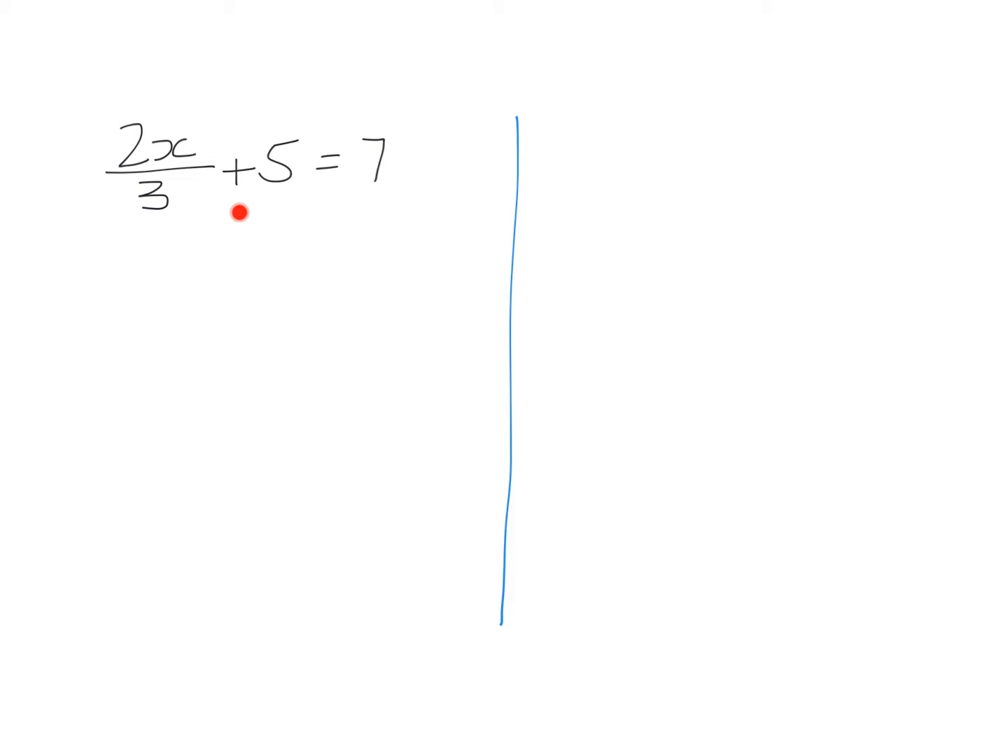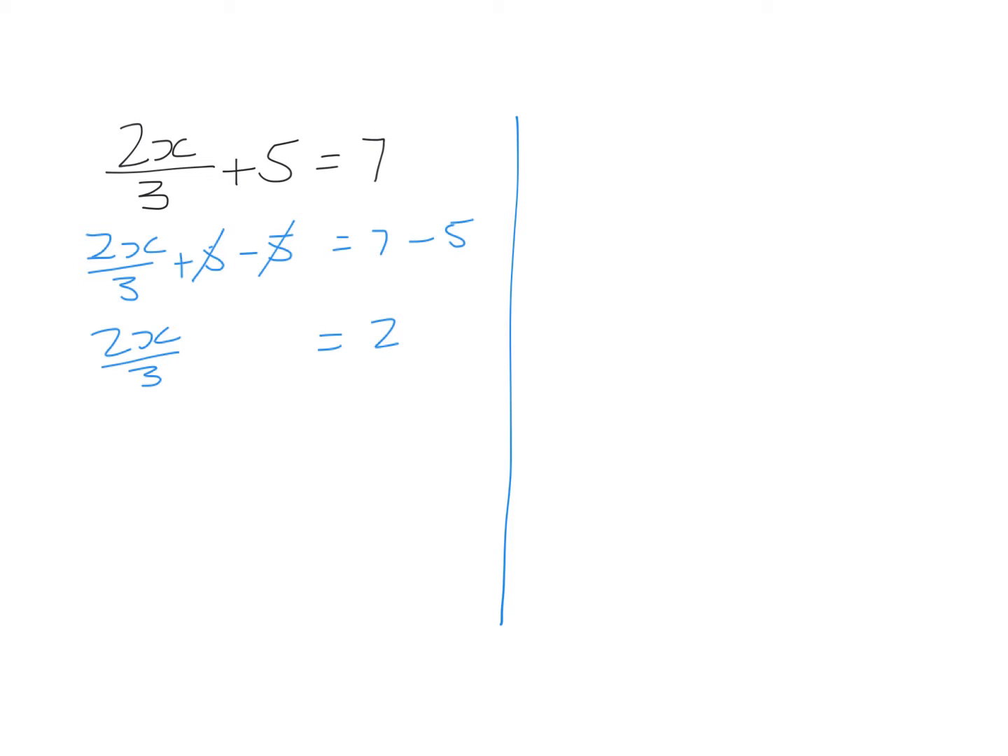Right, this one's a little bit more complicated. 2x over 3 add 5 equals 7. Put the video on pause and give it a go. Alright, so I want to get rid of the 5, so I'm going to go 2x over 3 add 5 subtract 5 equals 7 subtract 5. Those two cancel each other out, therefore it's 2x over 3 equals 7 take 5 is 2.